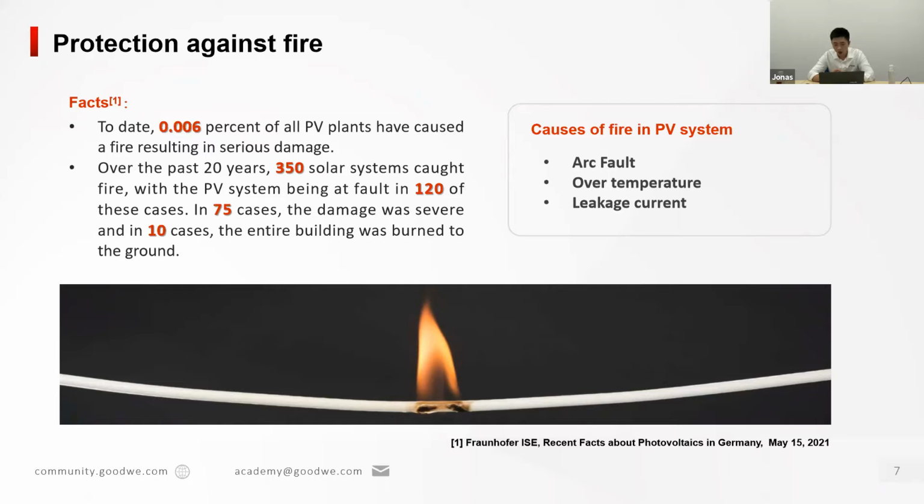So what are the reasons for fire in PV systems? There are many, but here I will talk about the three main causes of fire in PV systems: the arc fault, the over temperature, and the leakage current.